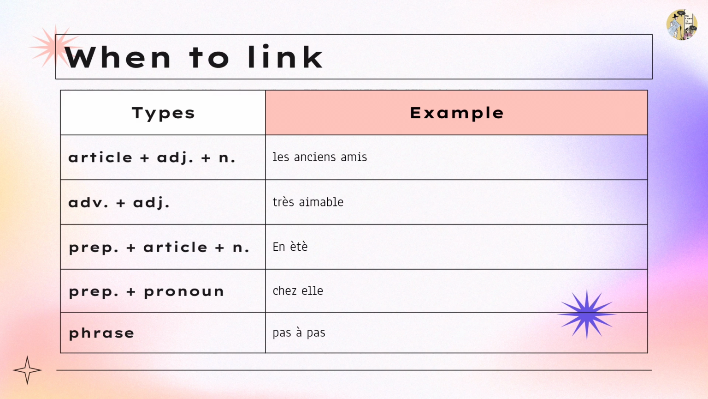Fourth, a preposition and then a pronoun. Chez elle. This means at her place. And you should link the pronunciation too, like I did, chez elle, like this. And last but not least, a phrase, pas à pas. This means step by step in English, and you should link the pas à, the S and the A here, pas à pas.